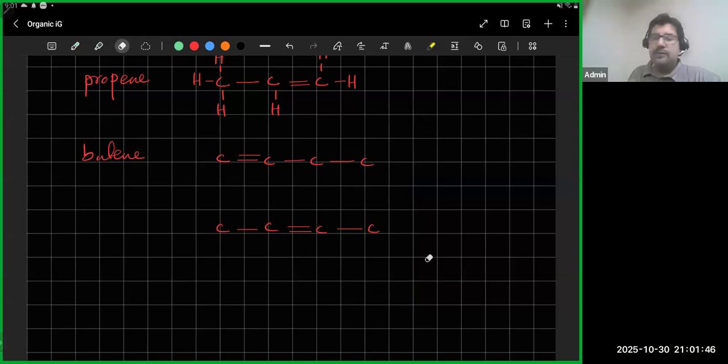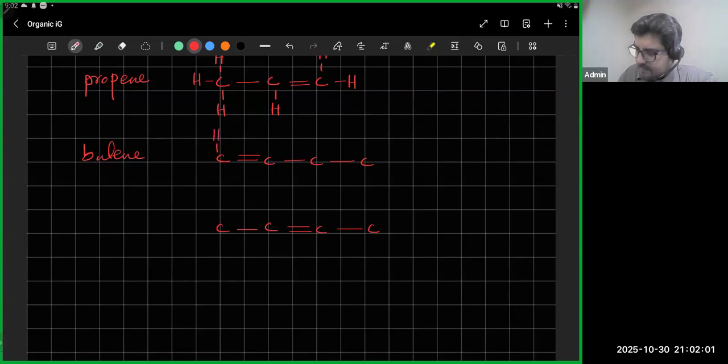So you always have to look when you're drawing structures. If you draw it the other way around, remember, twisted, flipped around structures are not different structures. They're exactly the same structure. And you can now put in the H's.